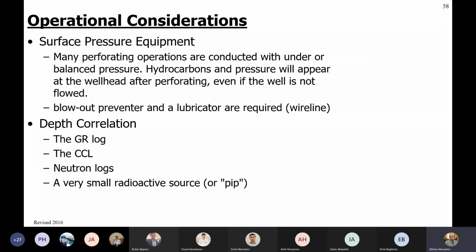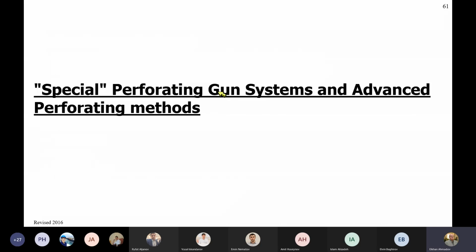Wow, we are running out of time. Sorry. Let's finish this in the next lecture, or you can go through these operational considerations in your books. Well, let's continue in the next lecture. Sorry, I forgot about the time.